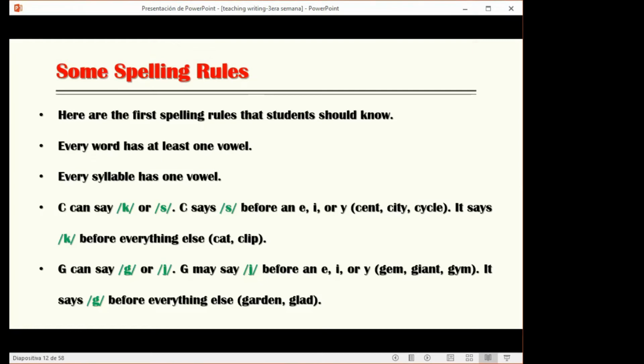For example, gym, giant, gym. It says /g/ before everything else. Garden, glad. Notice here the spelling rules. There are some general rules that we need to apply to this. Let's see more of them.